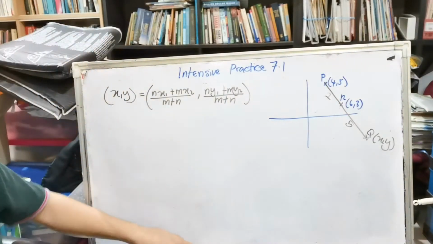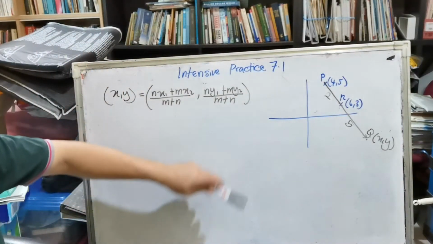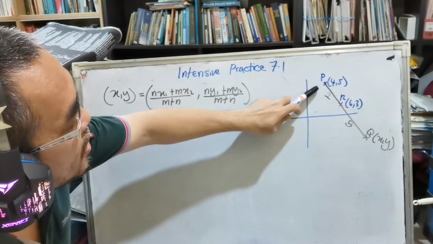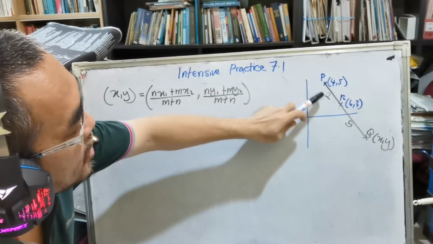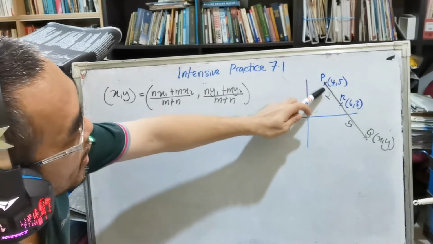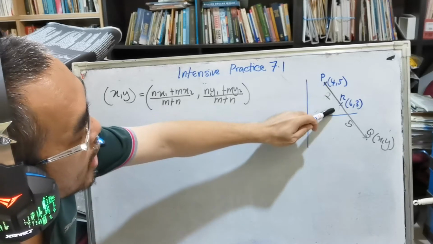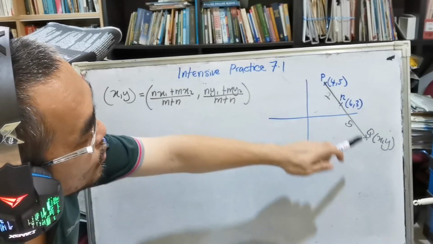Okay, let's sketch the graph. I have already done it actually. P will be connecting to Q. Why did I draw a straight line like that? Because I estimate that from P to R, okay, from R to Q.